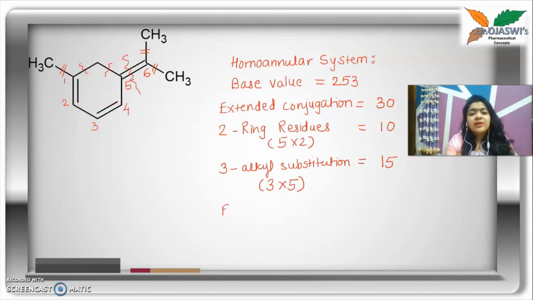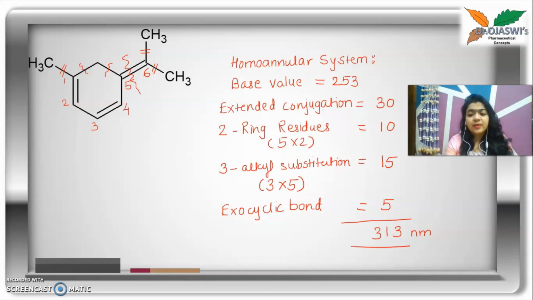The double bond which is between carbon number 5 and 6 is the exocyclic double bond. How to identify exocyclic double bond, that we have learned in earlier video. And I don't think there is anything else which is contributing to the lambda max. So let us make the addition, and the answer, that is the theoretical lambda max for this particular structure, is found to be 313 nanometer. So the observed lambda max, that is the actual lambda max and theoretical lambda max, could be different, but the difference is always within 2 to 3 nanometers.